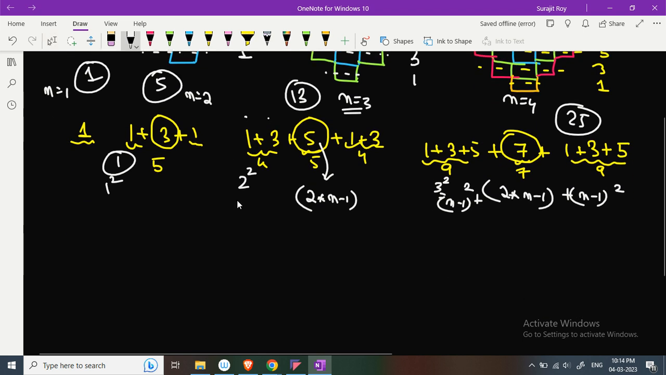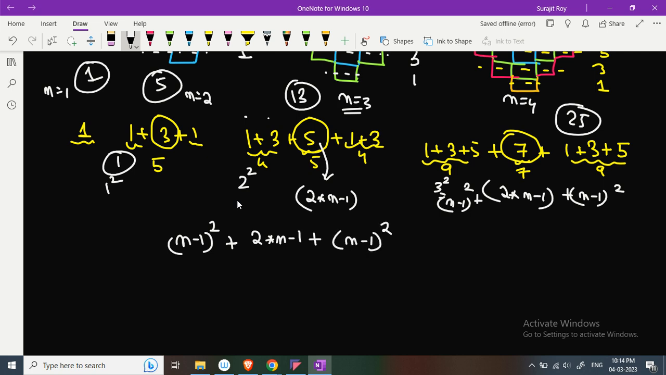So my answer is basically n minus 1 square plus 2 into n minus 1 plus n minus 1 square. So it is actually 2 into n minus 1 square plus 2 into n minus 1. Now I will open it. So this will be 2 into n square minus 4n plus 2, plus 2 into n minus 1.